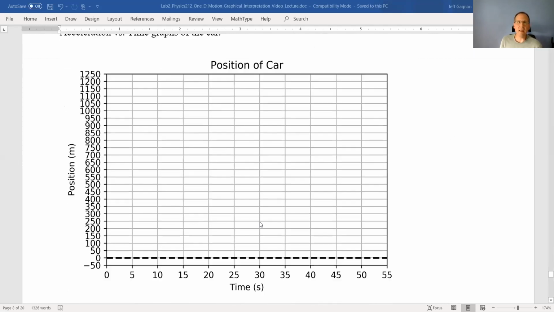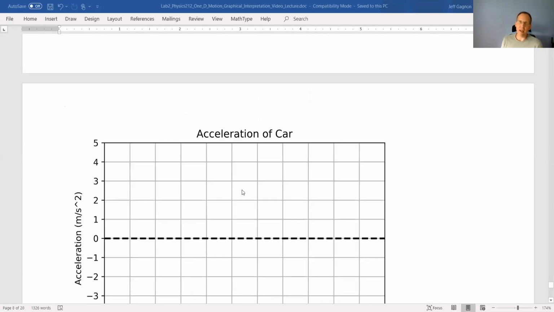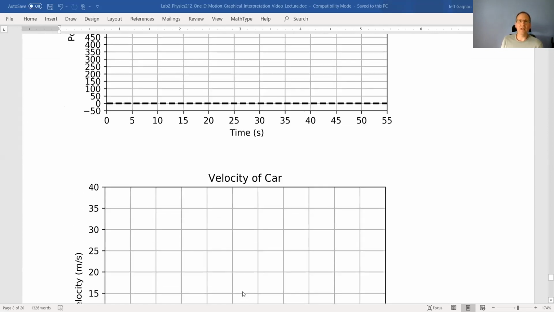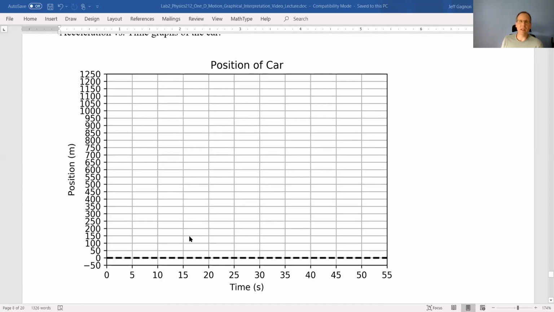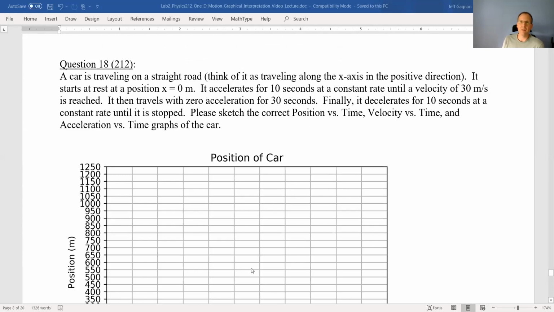My hint here is to start with the velocity graph. That's going to be the easiest one to get from the information. And then when you have the velocity graph, you can get acceleration just by looking at the slopes. And then you can get the position by looking at the area underneath the velocity versus time graph. So I would do the velocity versus time graph first, and you can figure out the rest of these.